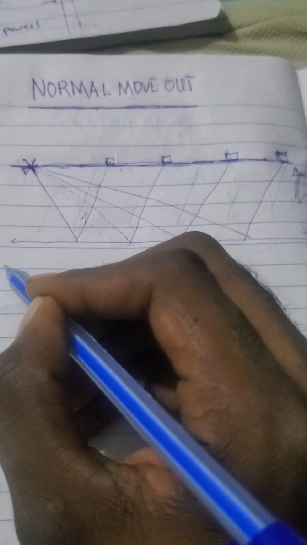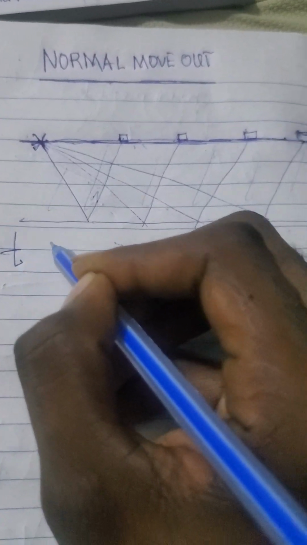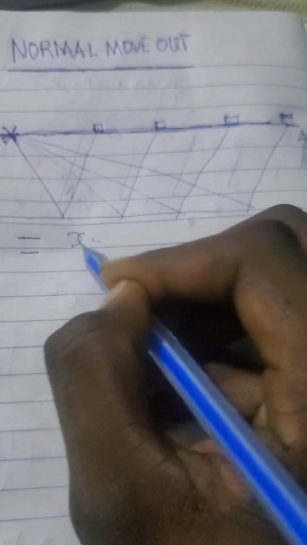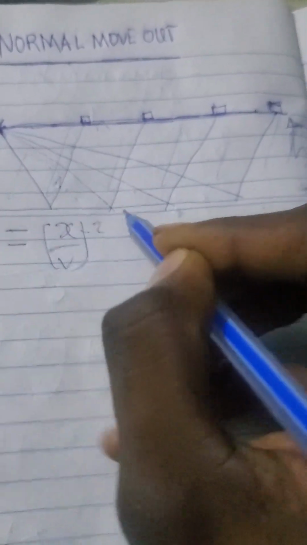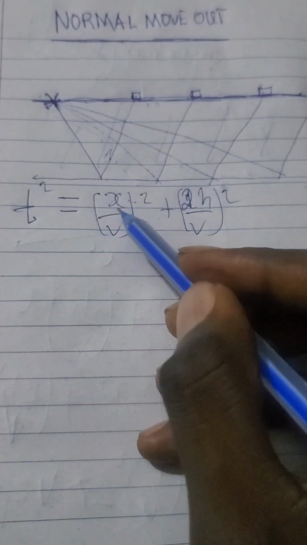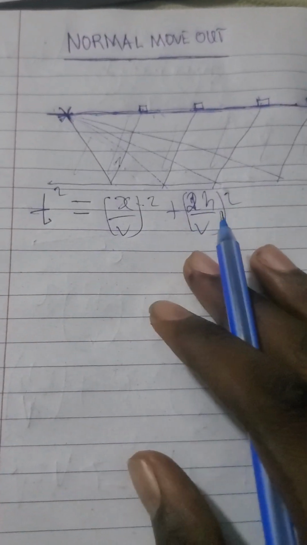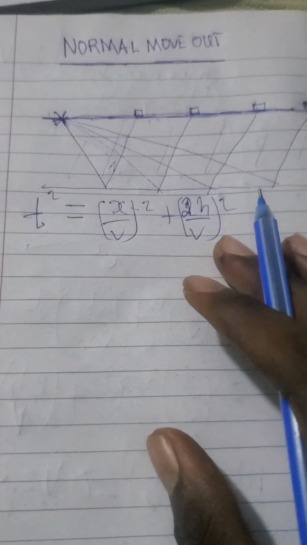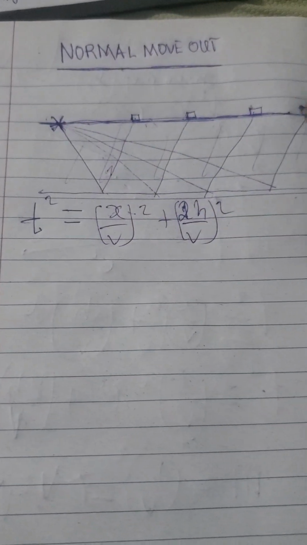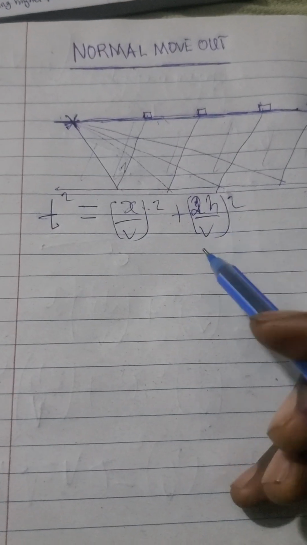We know that the travel time squared is given as x over v squared plus 2h over v squared. The time squared is equal to x over v squared plus 2h over v squared. This is the equation that describes the total travel time for the reflected seismic signals.